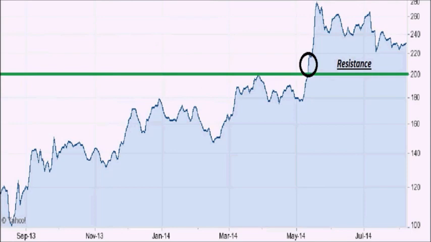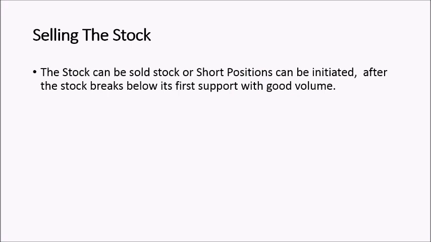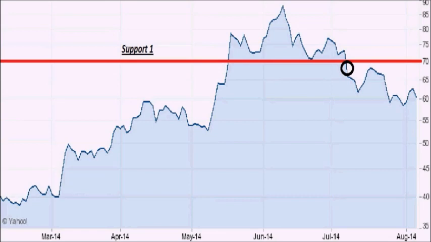Then, when should one sell the stock? The stock can be sold or short positions can be initiated after the stock moves below its first support with good volume. Here is an example. In this stock chart of JP Associates, 70 has proven to be a very strong support for the stock. Any move below 70, with good volumes, is a good opportunity to initiate short positions.